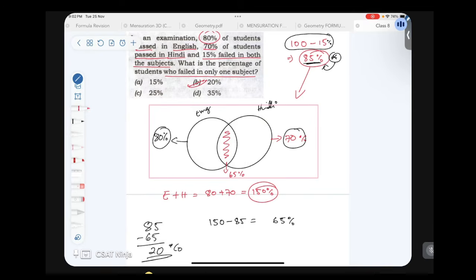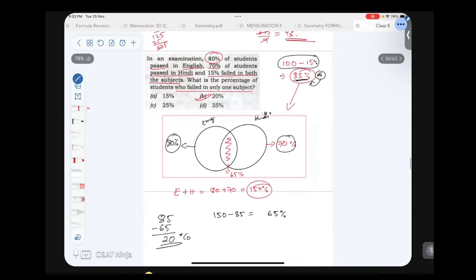So it's a very good question. Are we clear with this? Any doubts you want to clarify? Clear? Okay. Let's move on to next.